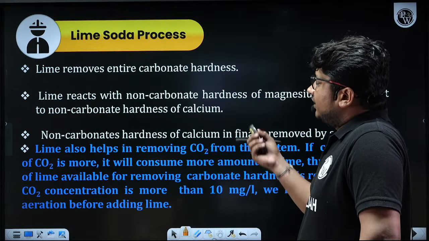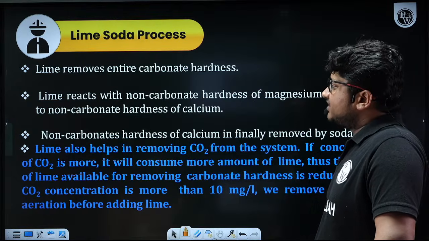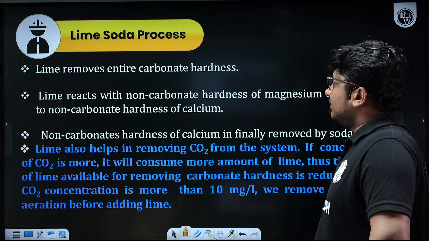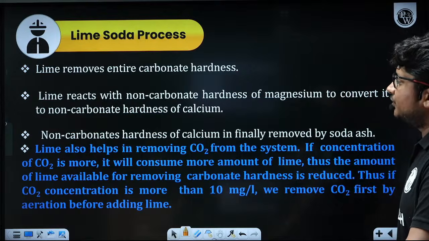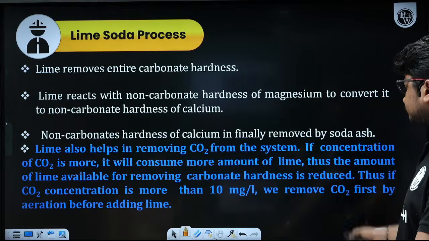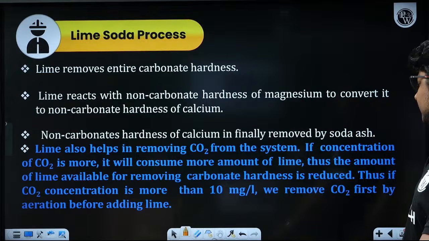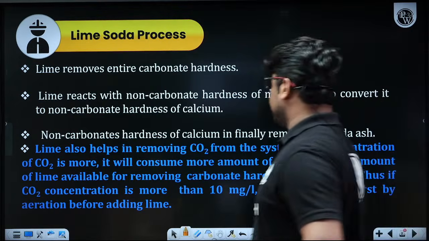Lime removes the entire carbonate hardness, as you have already seen in the chemical reactions. Lime reacts with non-carbonate hardness of magnesium to convert it into non-carbonate hardness of calcium. All these things you have already seen. Even regarding the CO2, we have discussed that also. So here they have mentioned it.